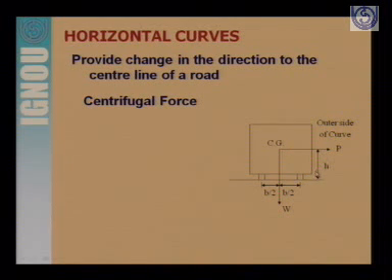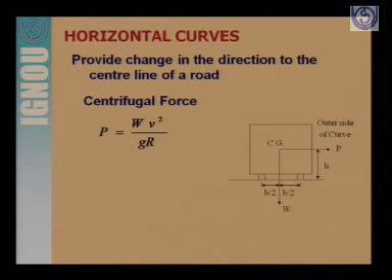If the CG of the vehicle is at a distance of h from the road, at a height of h from the road, and the wheelbase is B, meaning the distance between the two wheels is B. The weight of the vehicle is acting downward, which is shown by the letter W here. So W is the weight of the vehicle.